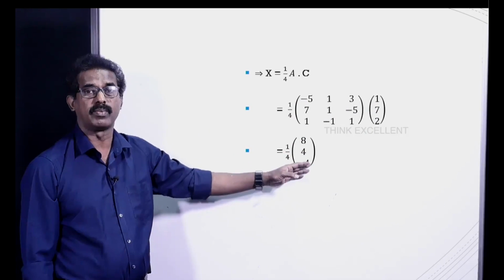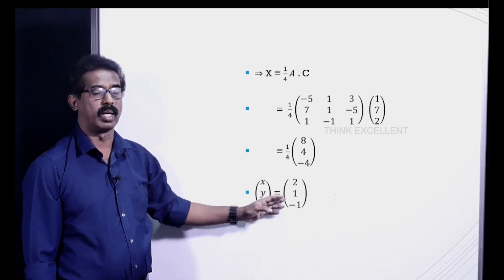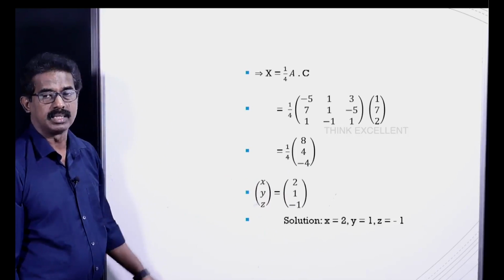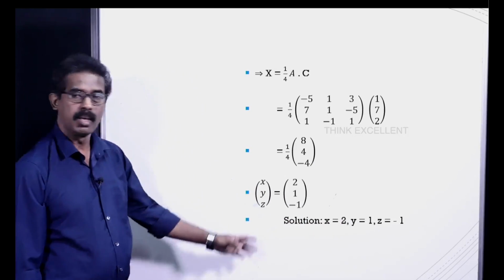Everything is divisible by what? 4. Outside you have what? 4. So by that 4 you divide, you will get 2, 1, minus 1. So the final answer is x is equal to 2, y equal to 1 and z equal to minus 1.